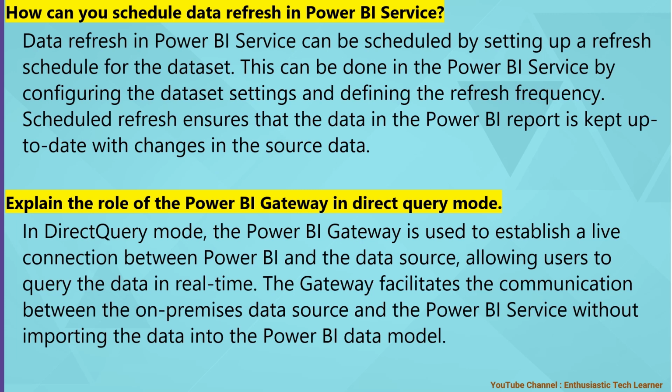Explain the role of the Power BI Gateway in direct query mode. In direct query mode, the Power BI Gateway is used to establish a live connection between Power BI and the data source, allowing users to query the data in real time. The gateway facilitates the communication between the on-premises data source and the Power BI service without importing the data into the Power BI data model.